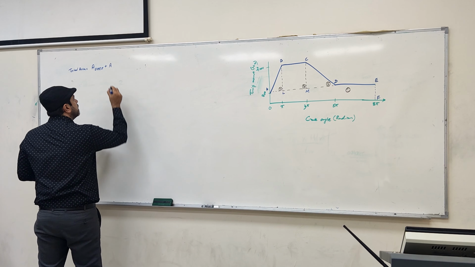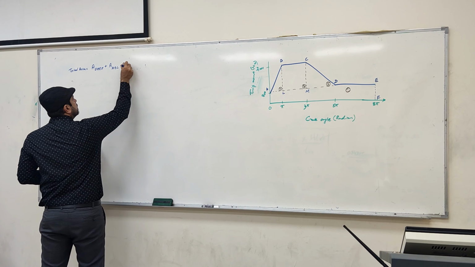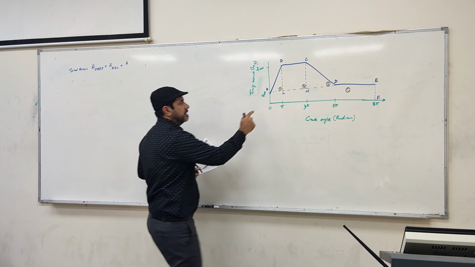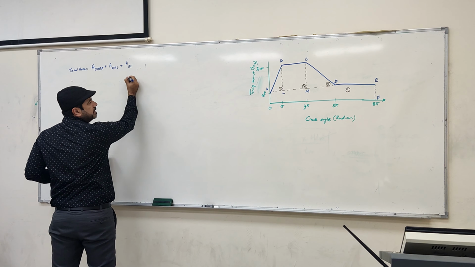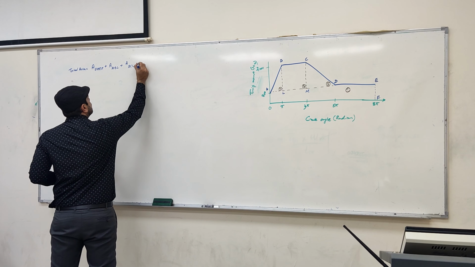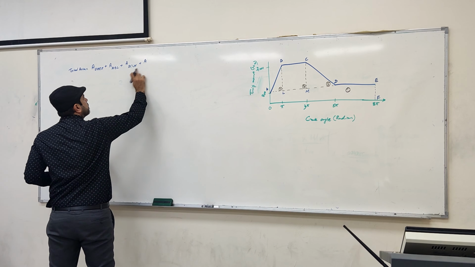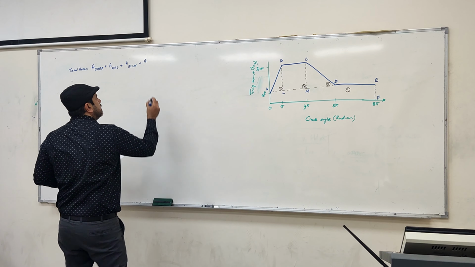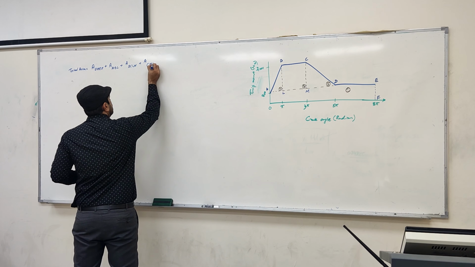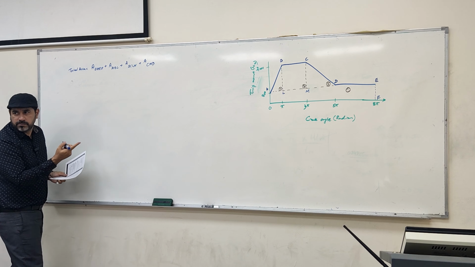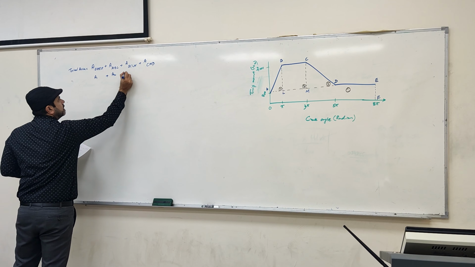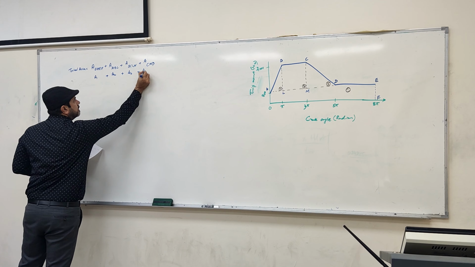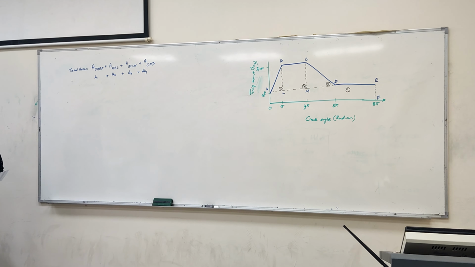So area ABL plus area, this rectangle, area BCLM plus area CMD. In other words, because we name the areas as 1, 2, 3, we can also call it A1 plus A2 plus A3 plus A4. Okay, very simple, very easy, nothing.